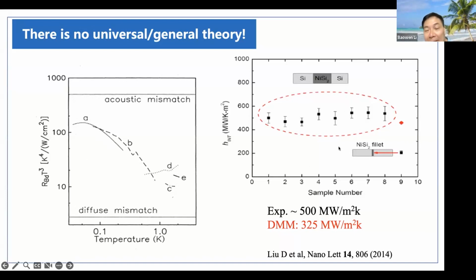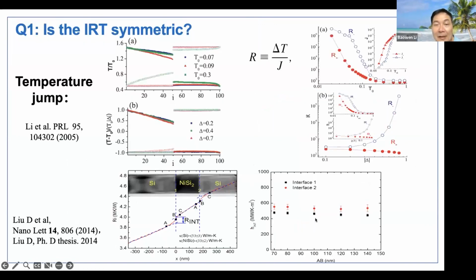This is our recent experimental work in Nano Letters. We calculated the interfacial thermal resistance between silicon and nickel silicide. In the experiment, we measured about 500 million watts per square meter Kelvin. This is a conductance, not a resistance. With the diffusive mismatch theory, we obtain 325. So a huge difference.